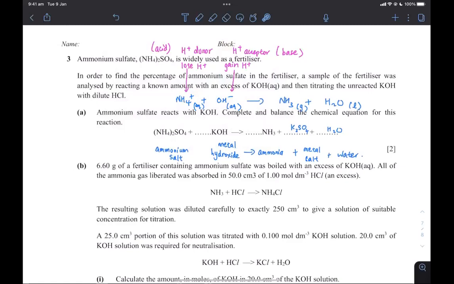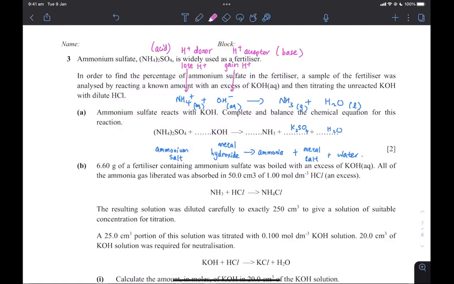After the acid donates the protons, you get the conjugate base. After the base accepts the protons, you get a conjugate acid, okay? These are from your acid-base equilibrium topic in AS chemistry. This is an important equation.